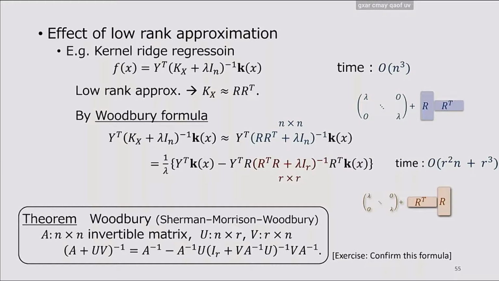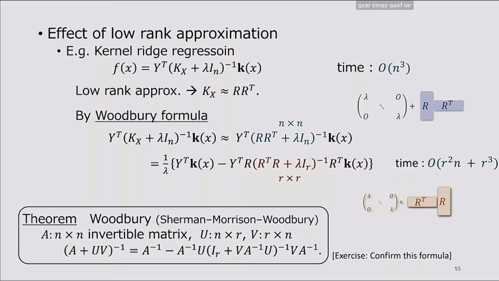Let's say that we have a low rank approximation in this way. Instead of using the original K, let's use the small matrix R R transpose. This is n times n, but the rank is very small. So K is replaced by this form, and we have lambda times identity, a scalar matrix here. Approximately, we want to take the inversion of this matrix.